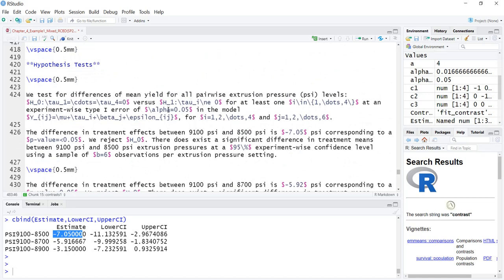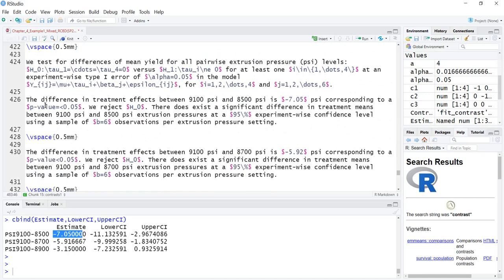Here's the hypothesis statement, just like the others. And then the difference in treatment, and I say which two. Here's my estimate, negative 7.05, corresponding to a p-value just less than 0.05. Not equal, just less than 0.05. Didn't mean to have the equal in there.